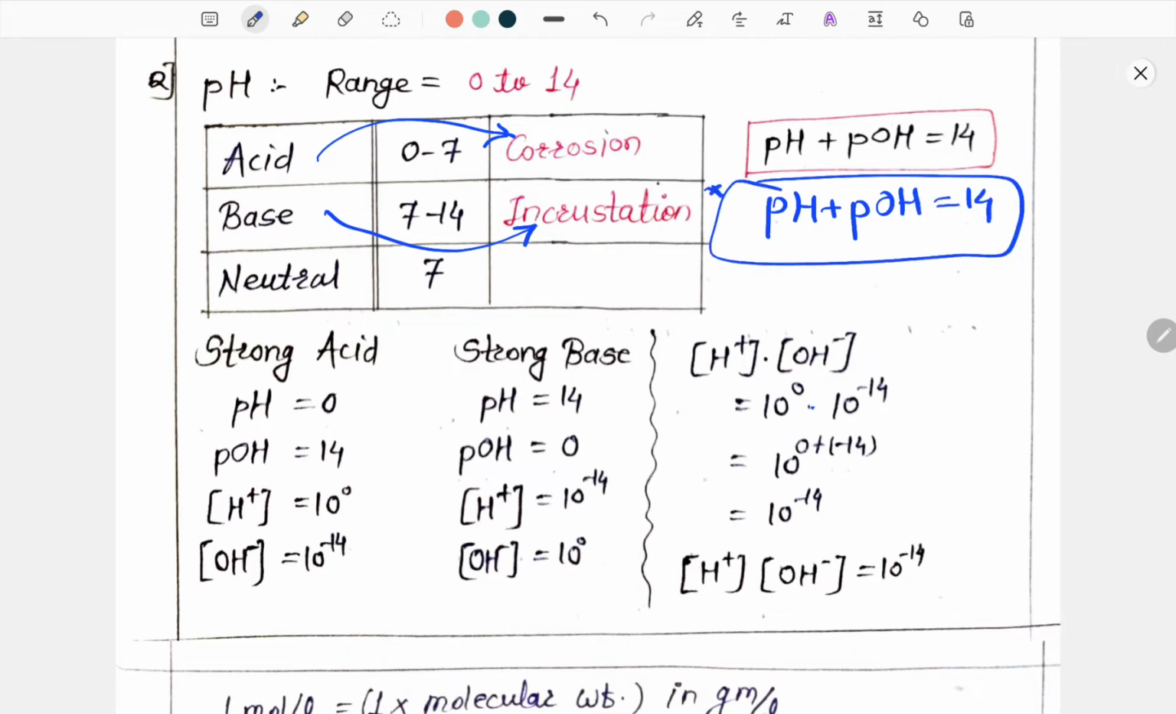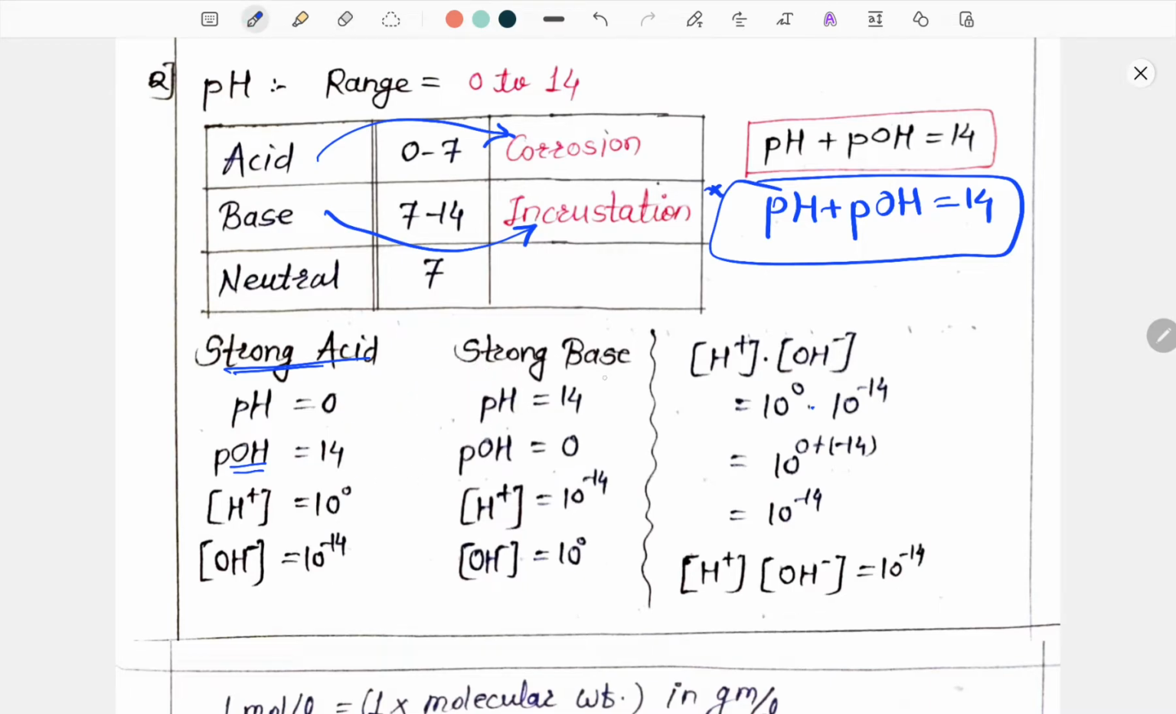This is important. For a strong acid, pH is equal to 0. So the concentration of H plus ions is equal to 10 raised to 0. And in the case of a strong acid, pOH is equal to 14. So the concentration of OH minus ions is equal to 10 raised to minus 14. Here the concentration of OH minus is 10 raised to minus 14 in the case of a strong acid.